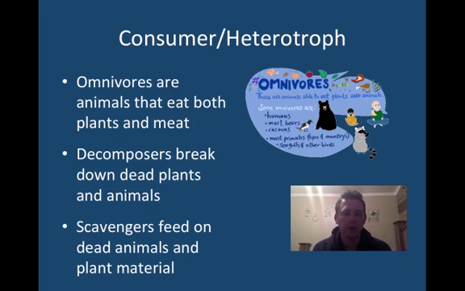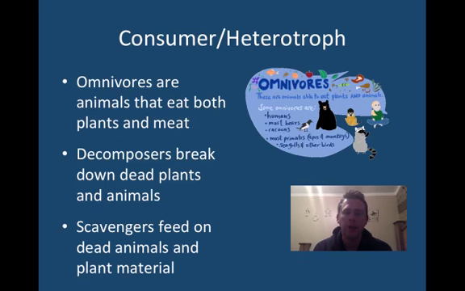Decomposers are the organisms that break down dead plants and animals. And scavengers are the animals that feed on dead animals and plant materials. So buzzards, hyenas, those animals that come along when something's already been dead for a while, those are called scavengers.